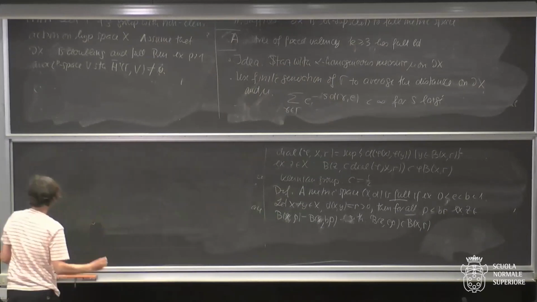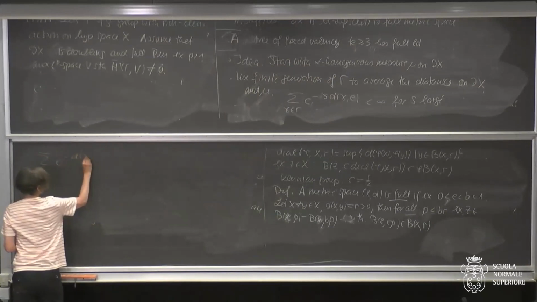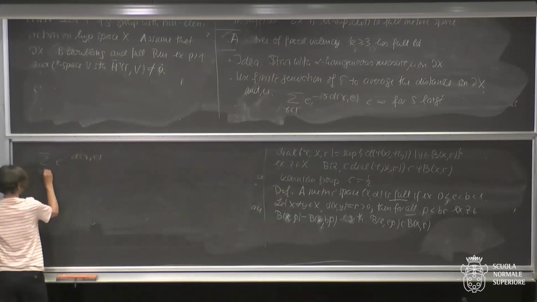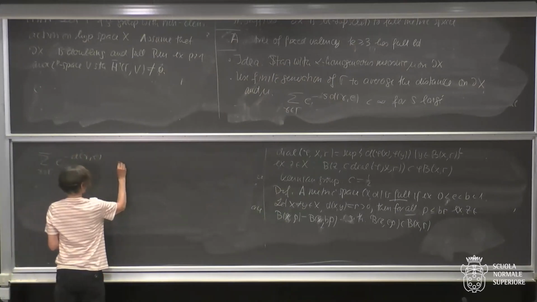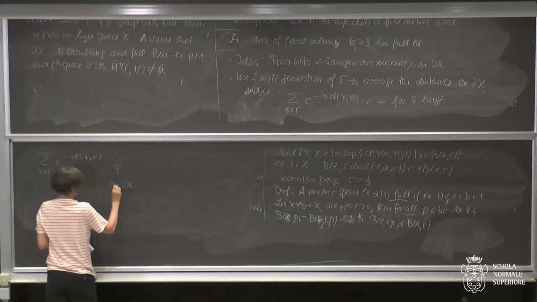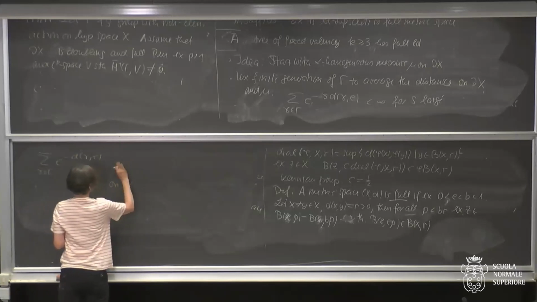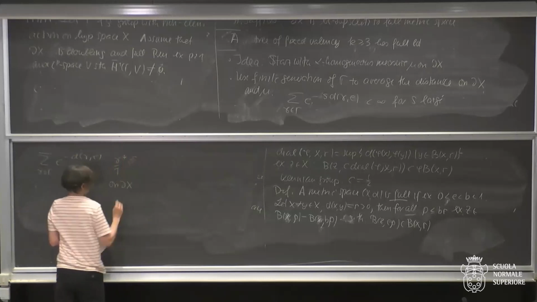So it will be of the form sum e to the power minus s times the distance in the group, gamma and gamma. And now you take the original distance, the visual distance on X, and you take the pullback gamma star of the distance.